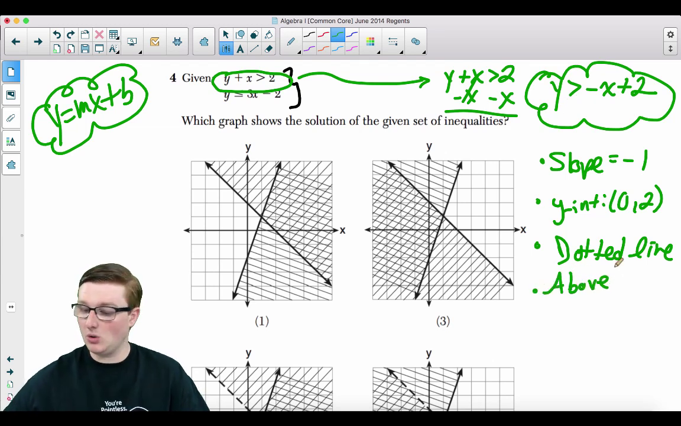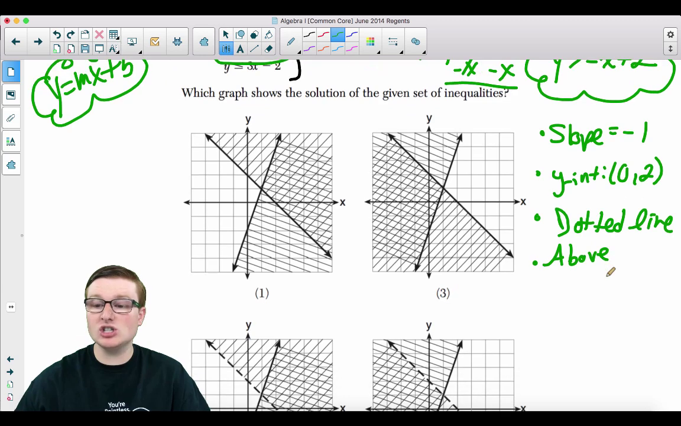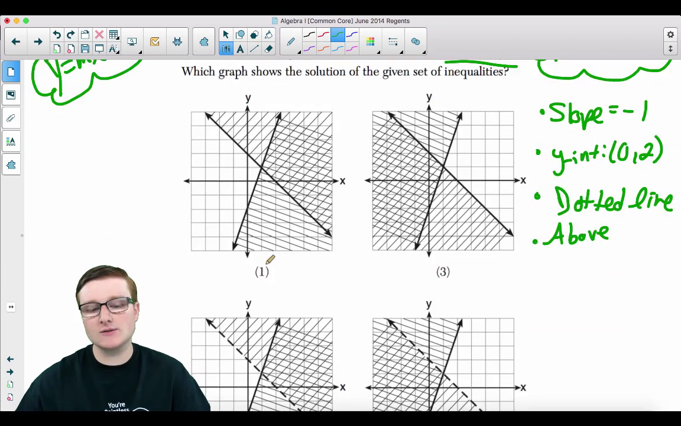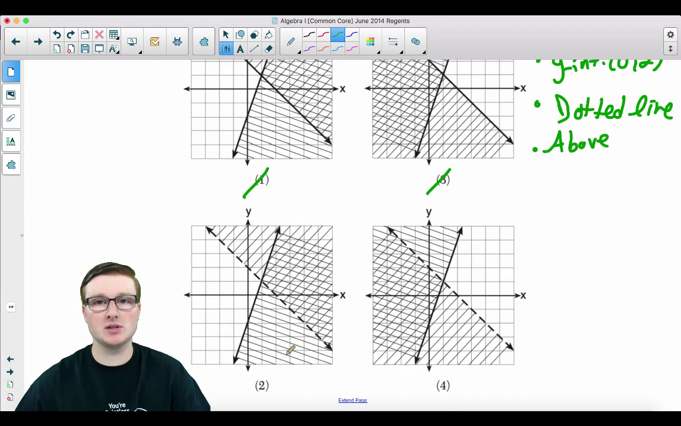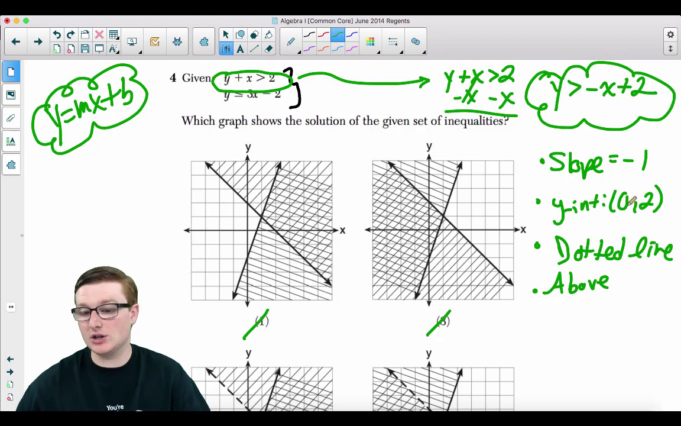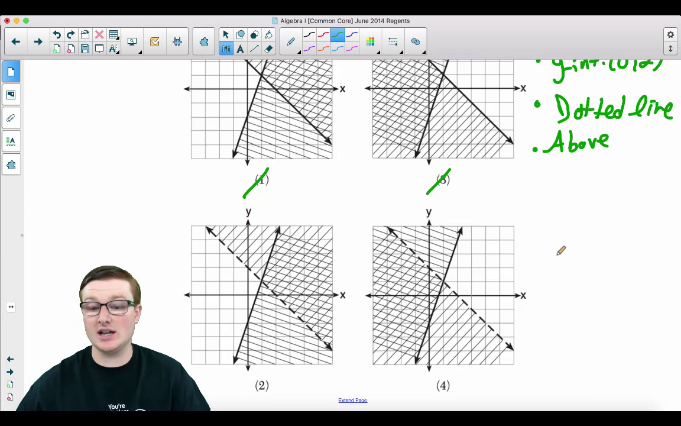Okay? So all of these things, just by looking at that equation, it's so important because look, we could get rid of choices 1 and 3 because none of them show a dotted line. Choices 2 and 4 show a dotted line. Well, let's look at it. The y-intercept of 0, 2, dotted line and it's shaded above. Well, look at the dotted lines here. Choice 2 shows it shading above, and choice 4 shows it shading below it. Choice 2 is going to be the right answer.